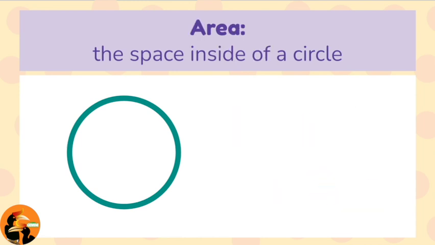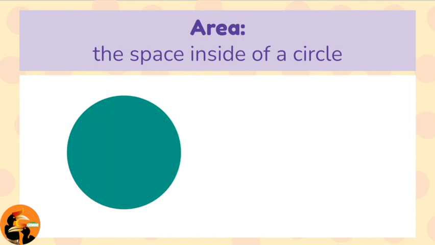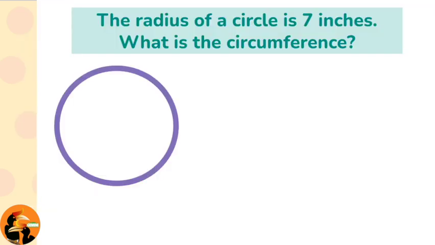The formula to find the area, or the measurement of the space inside of a circle, is pi times the radius squared. Now that we know how to find circumference and area, let's try some examples.